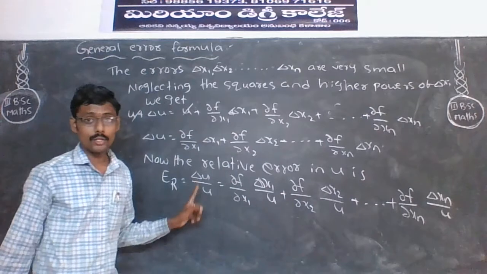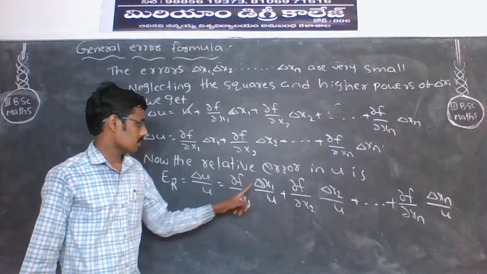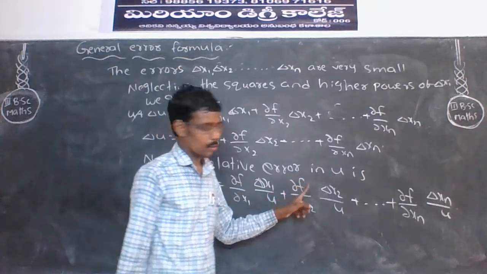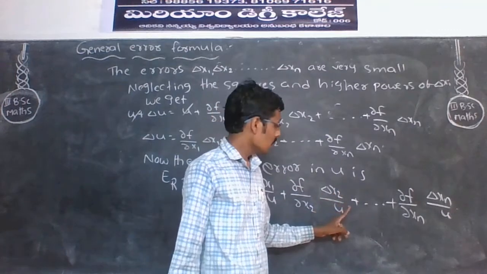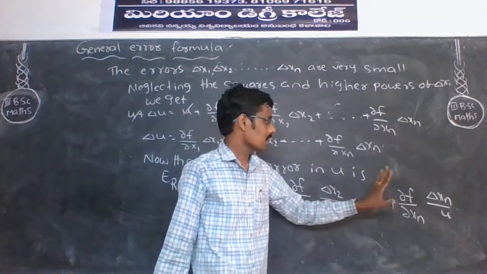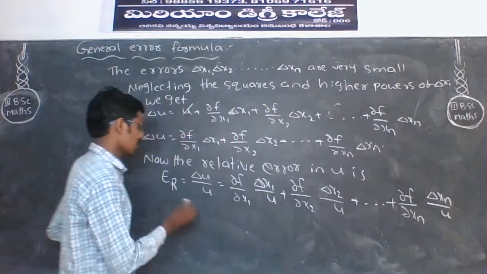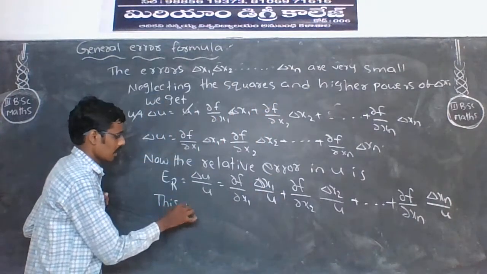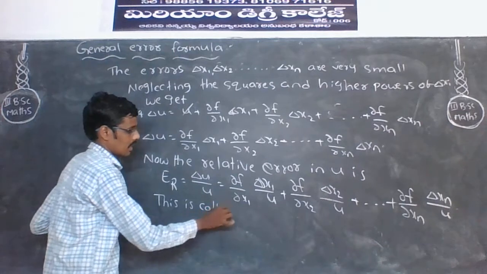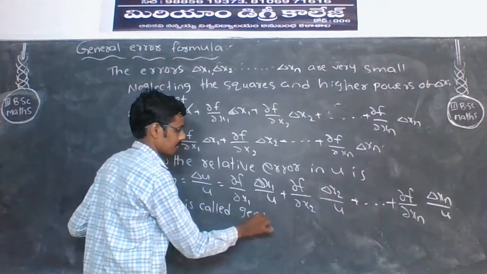Er is equal to delta u by u is equal to dou f by dou x1 delta x1 by u plus dou f by dou x2 delta x2 by u plus dou f by dou xn delta xn by u. This is called the general error formula.